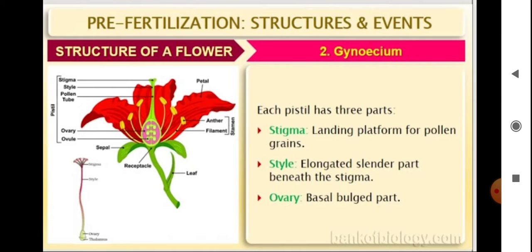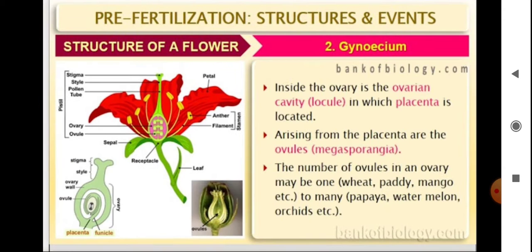Next is the ovary. It is a basal bulged part. So the ovary region is a little fatter, bulged, enlarged. Inside the ovary is the ovarian cavity, the locule, in which the placenta is located. In the picture you can see the ovary and ovule, that arrangement; the empty space is the ovarian cavity, that is the locule. Arising from the placenta are the ovules. So from this placenta region, the ovules are arranged.